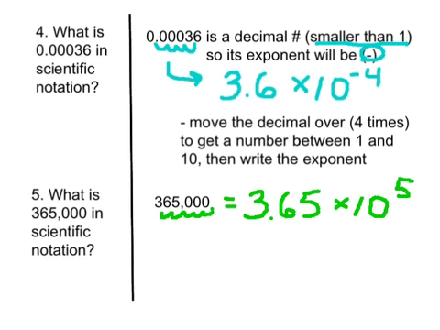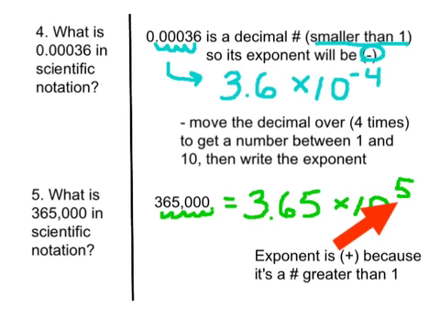Let's write that last reminder down in our notes. There we have it. The exponent in this number stays positive because the number 365,000 is greater than 1. It's a really big number.